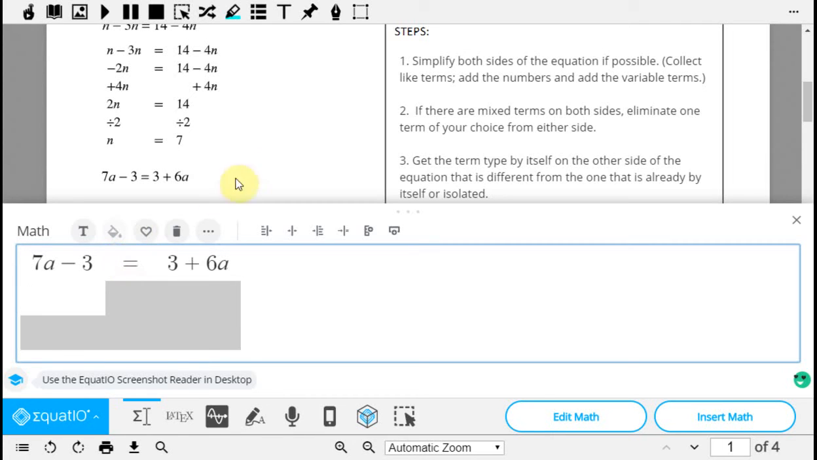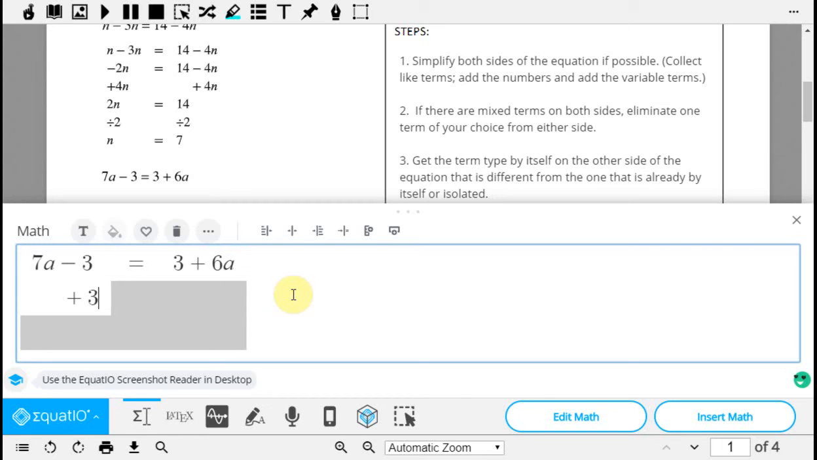Following our steps once again, simplify both sides of the equation if possible. These are mixed terms on either side. There's no simplifying because there's no like terms. Step 2: if there are mixed terms on both sides, and yes, there are, eliminate one term of your choice from either side. So in this case, I can eliminate any of these 4 terms. I think I will get rid of this minus 3.